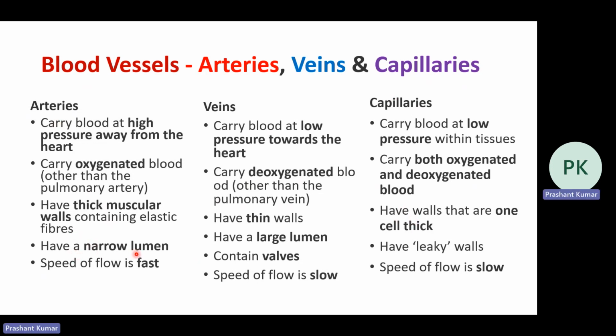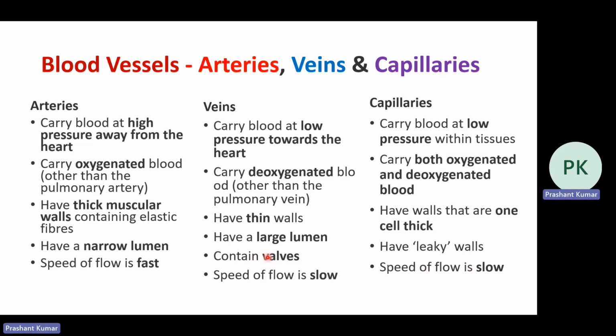Arteries have a narrow lumen so that they can maintain the flow of the blood. So the area is low, the pressure will be high. There's an inverse relationship between pressure and area. Whereas veins have a larger lumen, and capillaries are also nearby the same, thin. The flow of the blood will be faster in arteries, slower in veins, and in capillaries it is again slow.